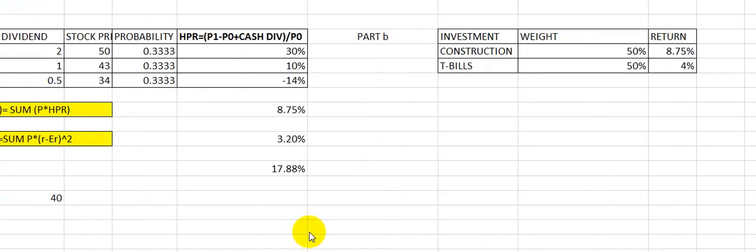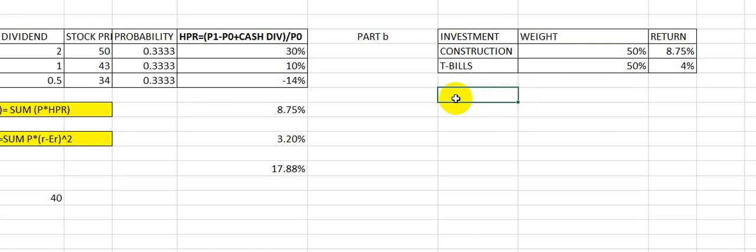okay, so I have prepared the following. We have the choice to invest in the construction industry. We will invest 50% of our fund in the construction industry and the other 50% in the treasury bills. The first part says calculate the expected return for your portfolio. So you made a diversification. The return of your portfolio.